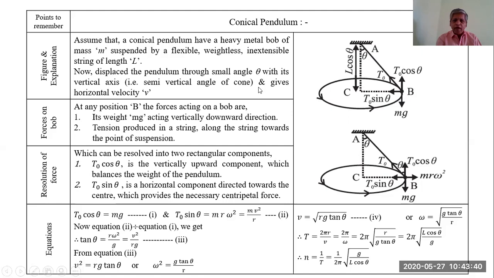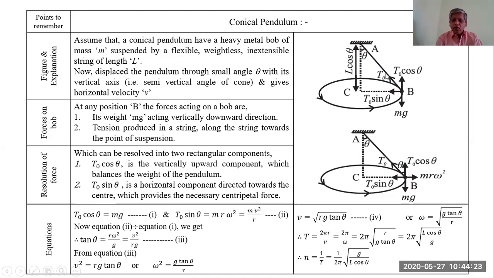This is explained from the diagrams. At any position B in this circular motion, the forces acting on it are its weight, mg, acting vertically downward, and the tension T0 produced in the string toward the point of suspension. This is T0.